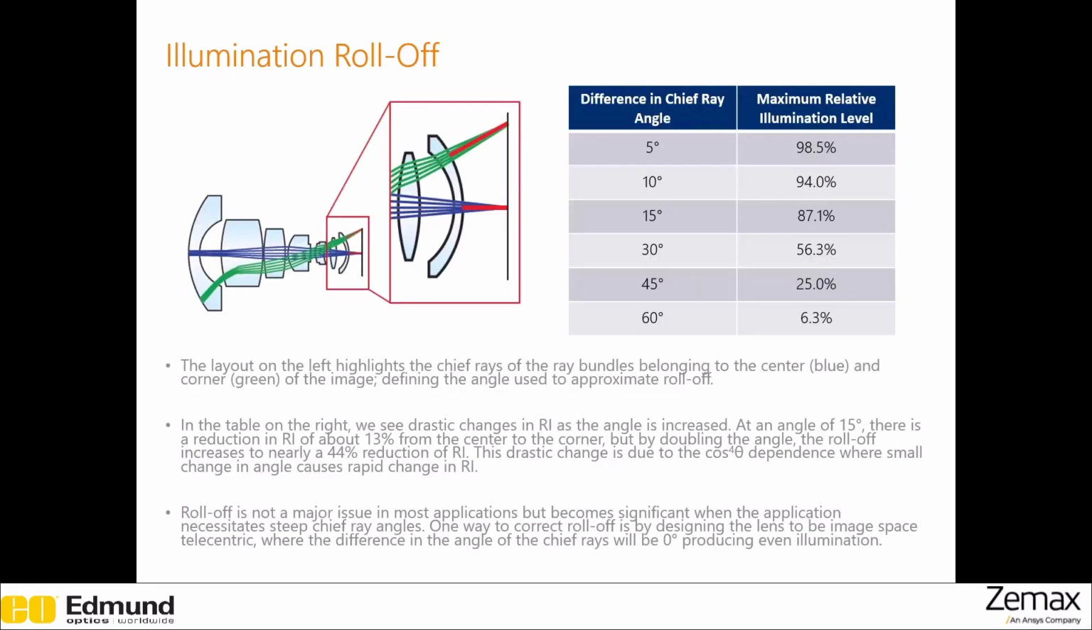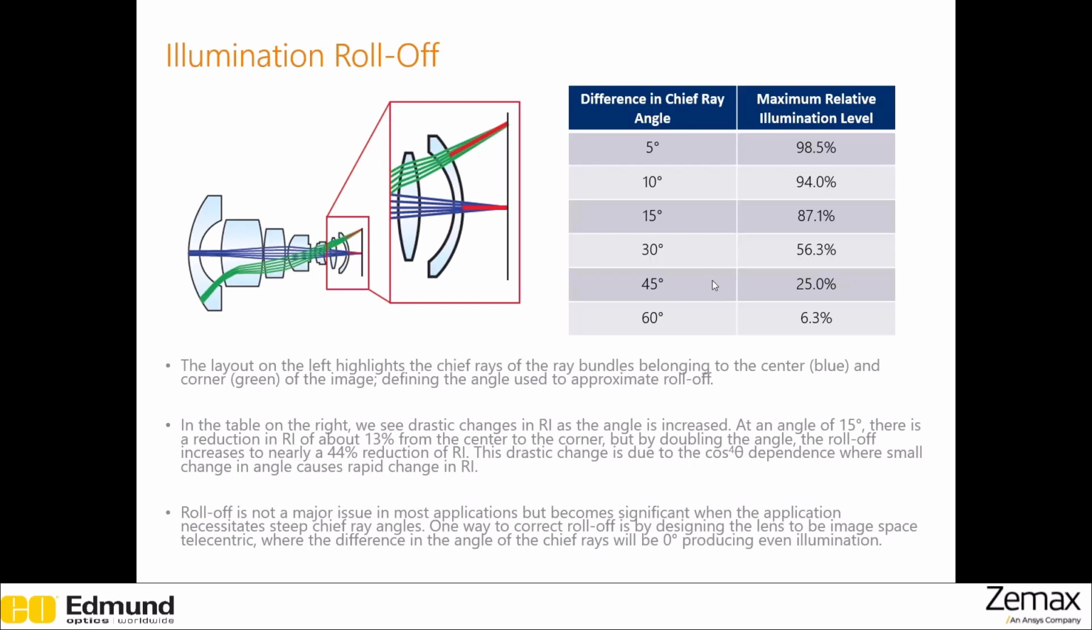Take this imaging system as an example. The green and blue lines show corner and center chief ray bundles. Now let's see how the angle between these two affects the RI. For that, let's look at some numbers. With a theta of 5 degrees, RI is decreased by just 1.5%. But for 15 degrees, it jumps to 12.9%, and for 30 degrees, nearly half of the illumination is lost.